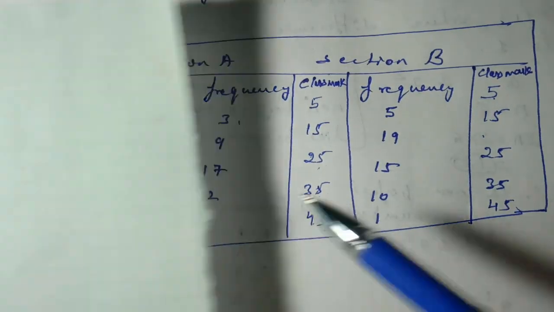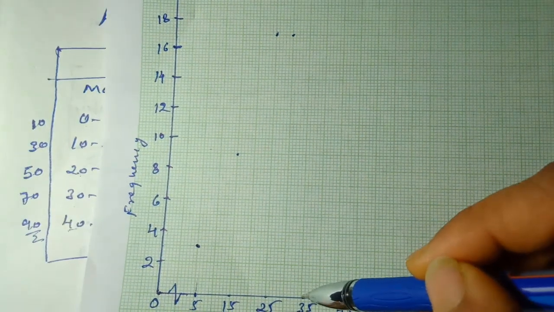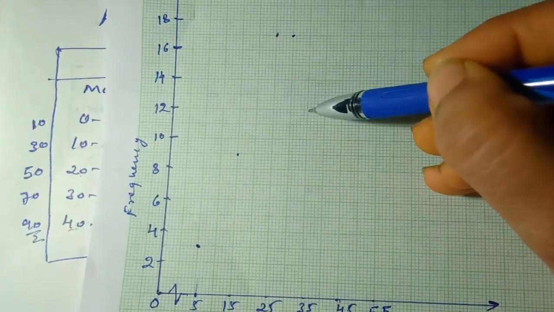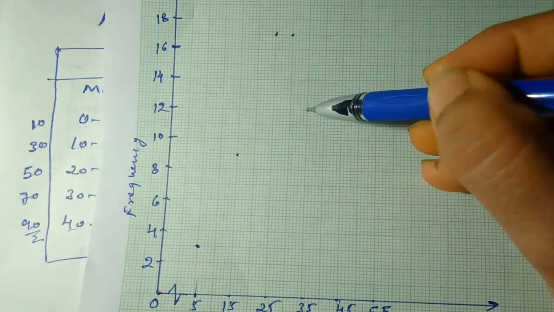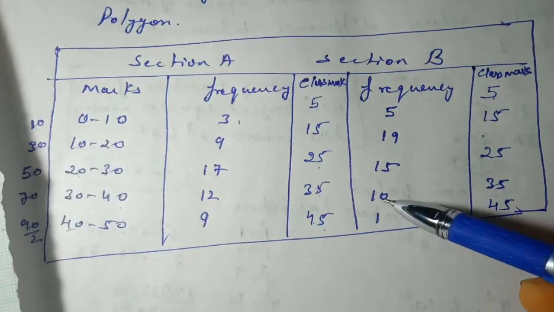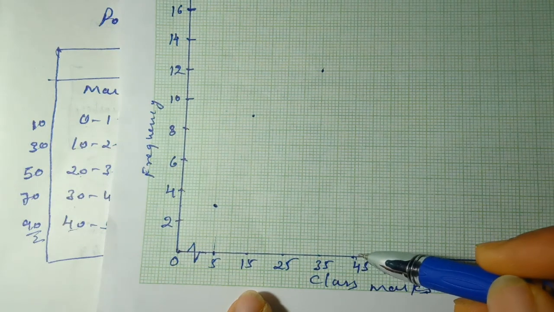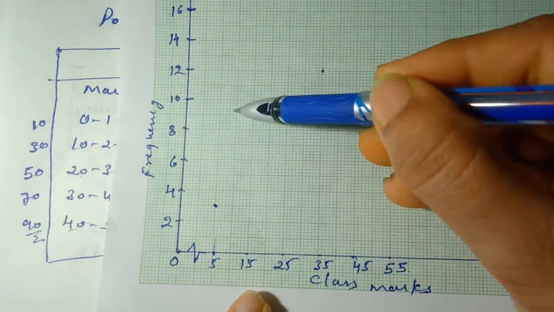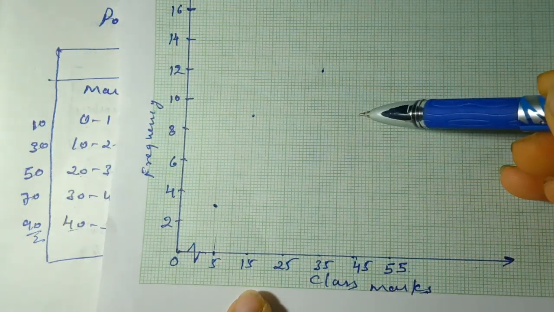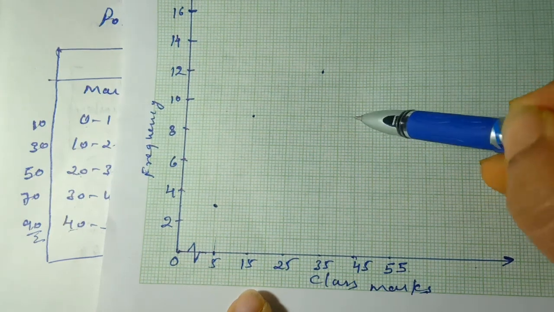So this is the point. Next is 35 and 12. 35 is this point and 12 we have. So both of them intersect over here. Next is 45 and 9. This is 45 and 9 will be between 8 and 10. So it will be over here.